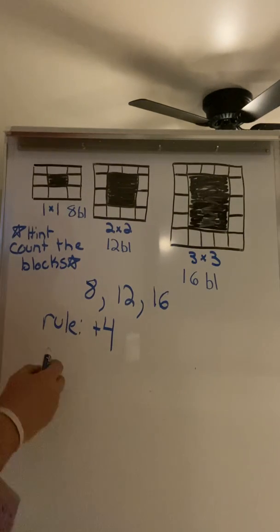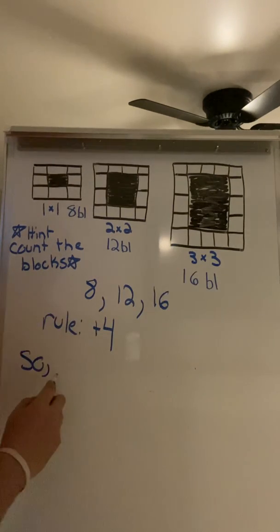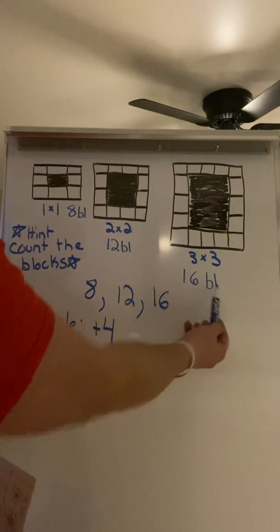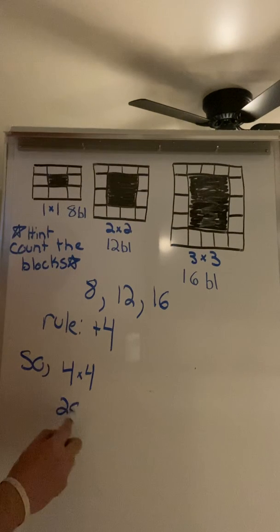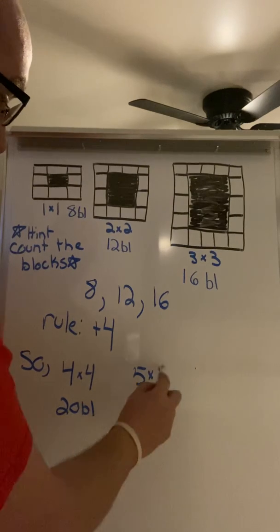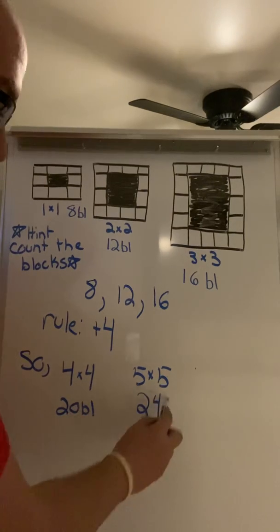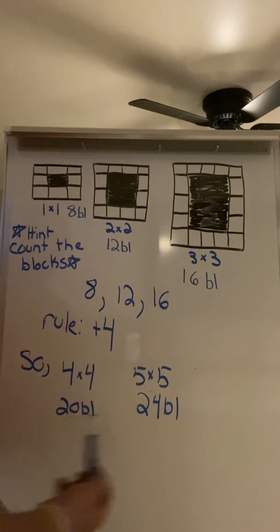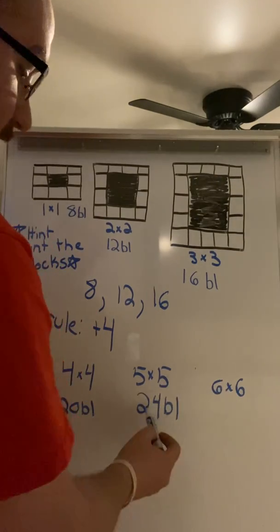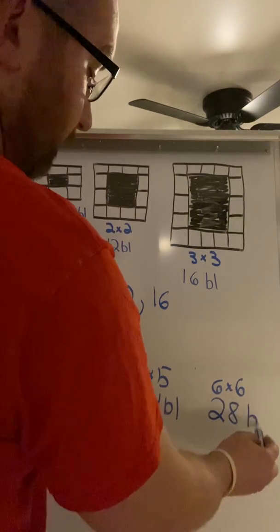So when I continue, my 4-by-4 block is going to be 16 plus 4, which is 20 blocks. My 5-by-5, well, I'll take 20 plus 4, my rule, and this will be 24 blocks. And then for my 6-by-6, which is I think the first one you guys had to figure out, what's 24 plus 4? It'll be 28 blocks.